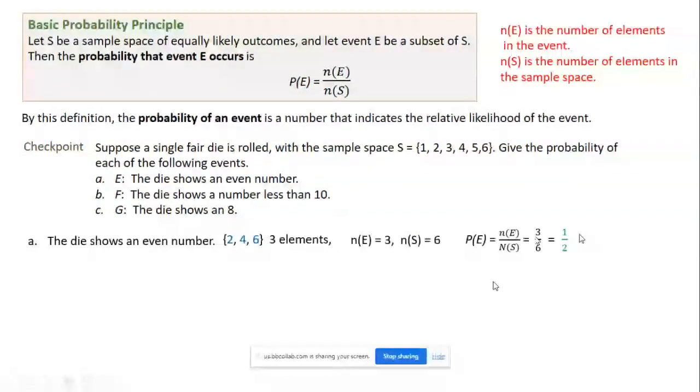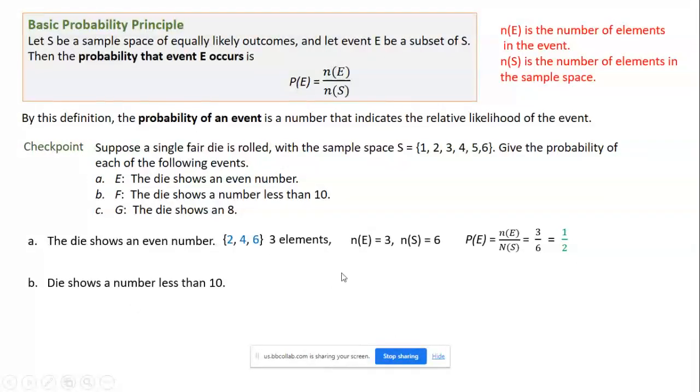We have a 50% chance that when we roll a die, we'll get an even number, right? And hopefully the 1/2 makes sense, 50%, because out of 6 numbers, half of them are even, the other half are odd. So that's our percentage. And again, remember, probabilities are always fractions, and they only live between 0 and 1. All right, so let's do B.